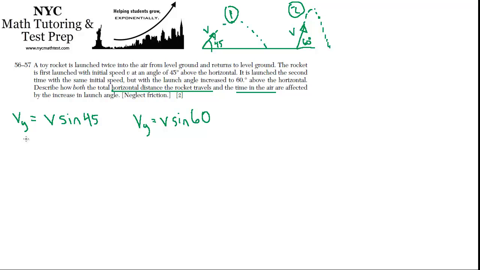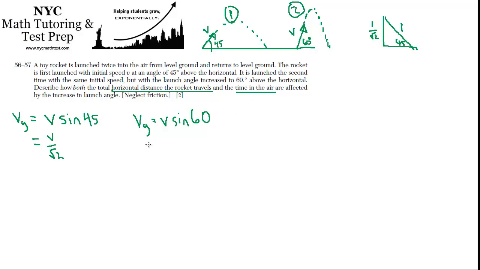So in this case, v sine 45, what is the sine of 45 degrees? That's going to be root 2, right? Or is it 1 over root 2? Let's draw the triangle. So if this is 45 degrees and this is 1, then the vertical component is going to be 1 over root 2, right? So this is v over root 2.